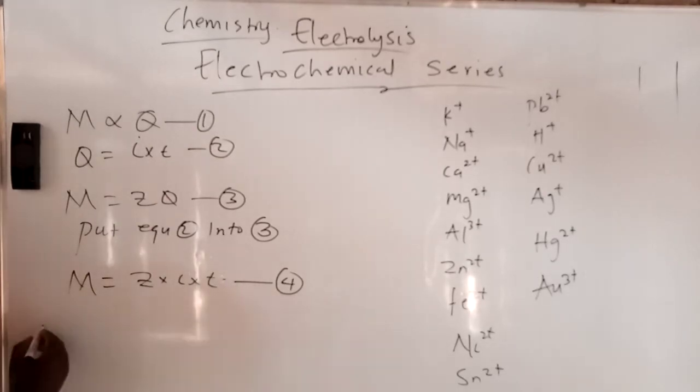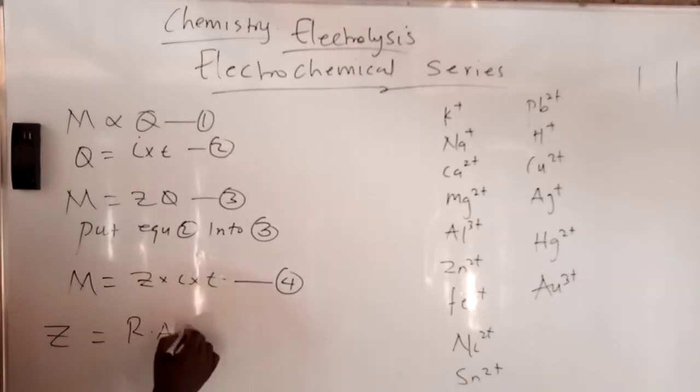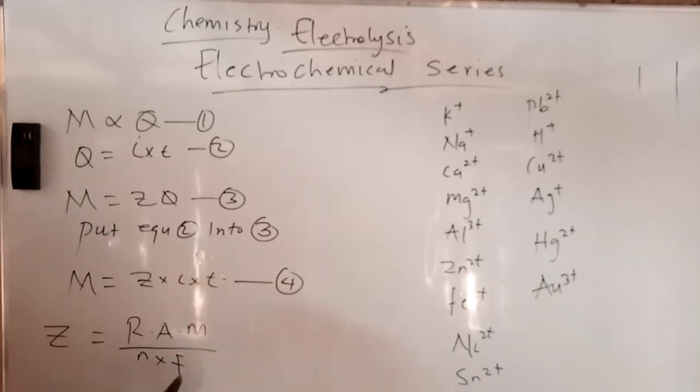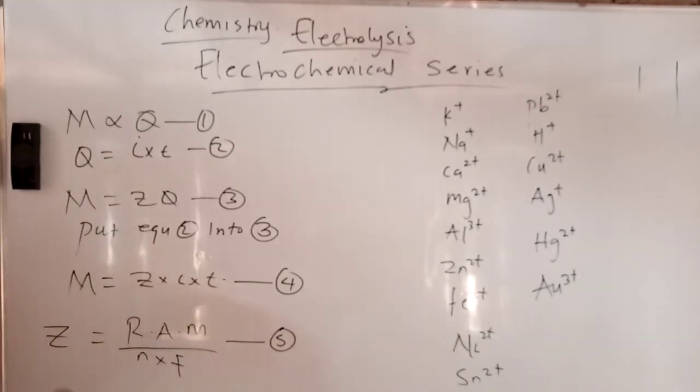But the constant I introduced, called the electrochemical constant, is given as relative atomic mass all over number of charges times the Faraday's constant. I'm going to introduce it immediately we enter the calculation of electrolysis. I'm going to call this equation 5. Now, look at what I want to do. I want to put equation 5 into equation 4.